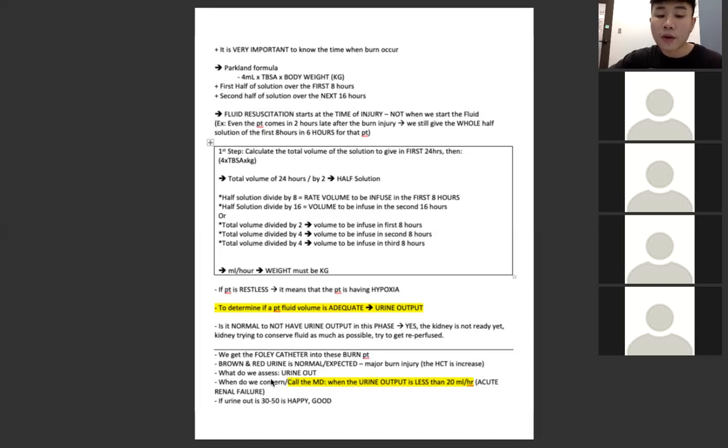What do we assess? We assess the urine output. When do we become concerned or call the MD? When the urine output is less than 20 milliliters, that suggests acute renal failure. If the urine output is 30 to 50, we're happy, it's good. So remember, in the exam, any urine output less than 20 milliliters is a priority. You have to report to the MD immediately, okay?